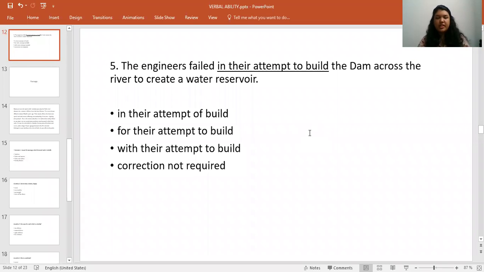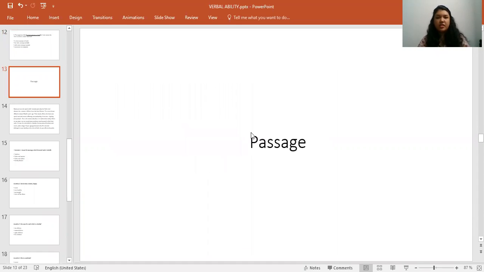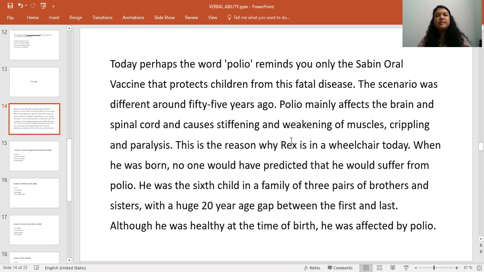Now we move on to the next topic, which is passage. For tests or entrance exams for verbal ability, we usually get a very long passage. But here, since we have a time constraint, we are using a short passage. One of the best methods to find the answers after a passage reading is to read through the questions first. So let's go through the questions first.